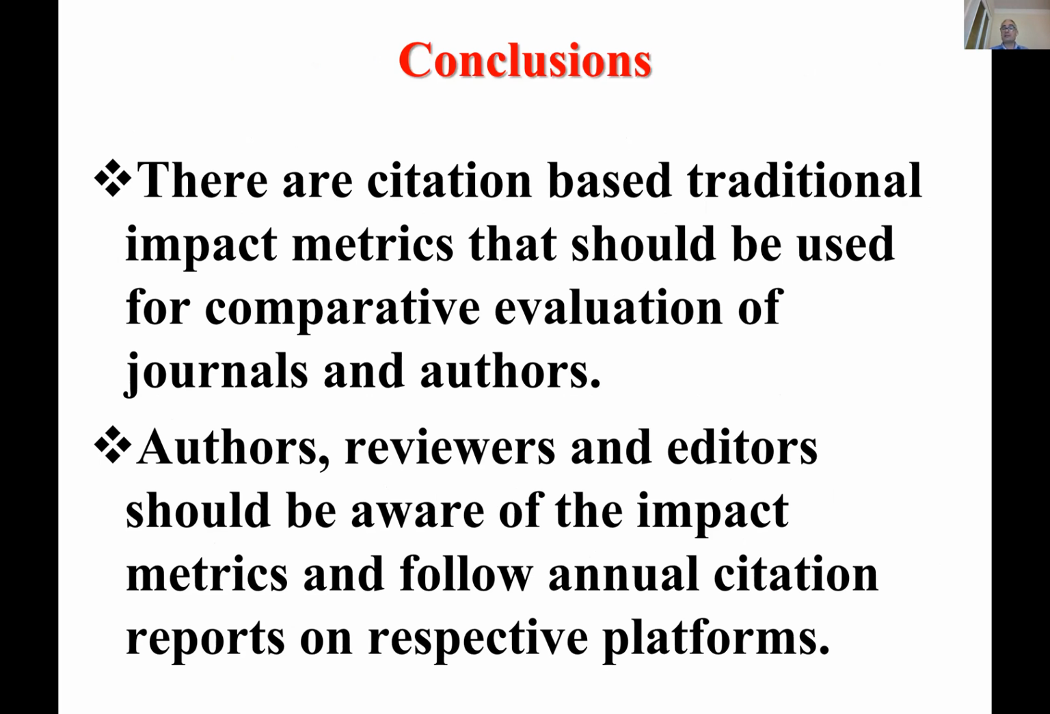And at the end, I'd like to emphasize just two main points. There are traditional citation metrics for comparing journals and authors within a certain field of science, rheumatology, cardiology, immunology, but we cannot compare an author in rheumatology with an author in cardiology. We compare journals and authors within one specific field of science. And second point, authors, reviewers, editors should be aware of impact metrics, and they should follow impact and citation reports on different platforms, Scopus or Scimago Journal and Country Rank, and Web of Science.